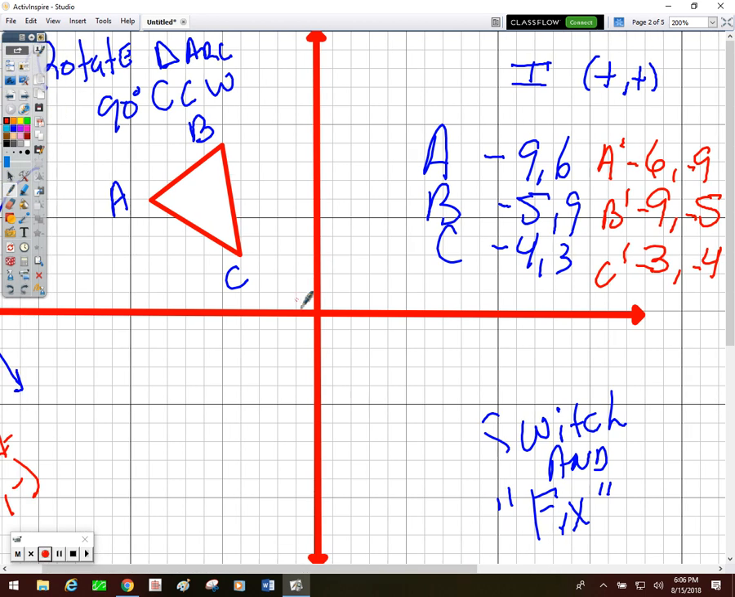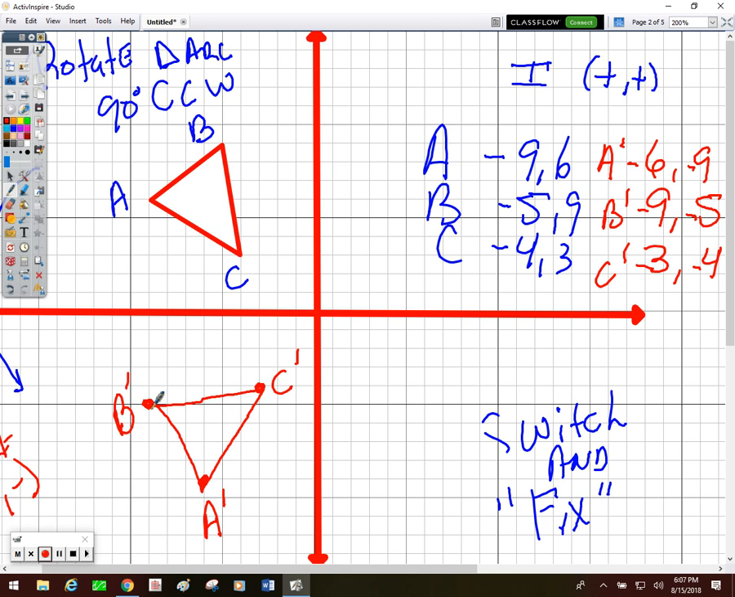So then we can graph it. So -6: 1, 2, 3, 4, 5, 6. And I'm going to cheat a little bit because I know this is 5. So that's 5 and 4 is 9. So there is A prime. All right, B, same thing. I know that's 5. 4 more is 9. There is B prime. And then C prime is 1, 2, 3, 1, 2, 3, 4. There's C prime. And there is my shape.